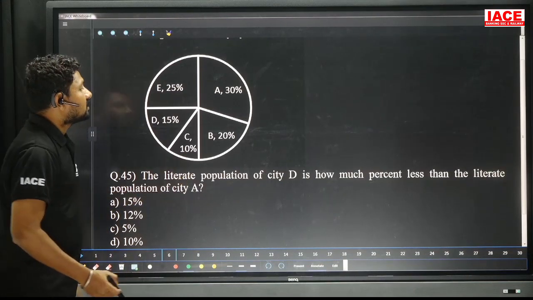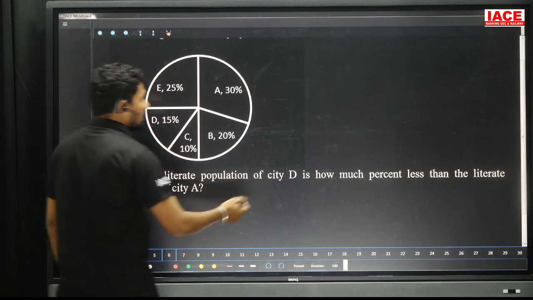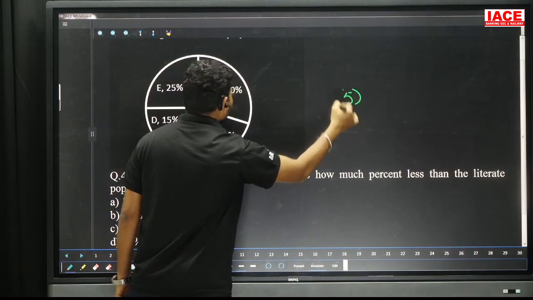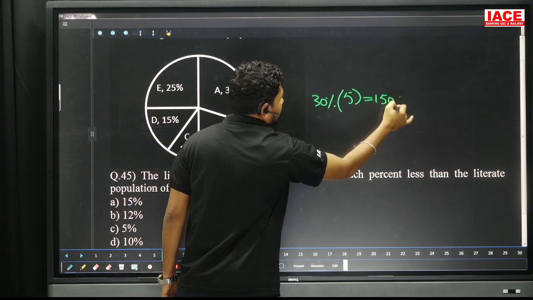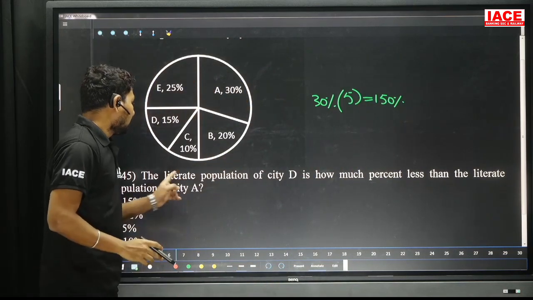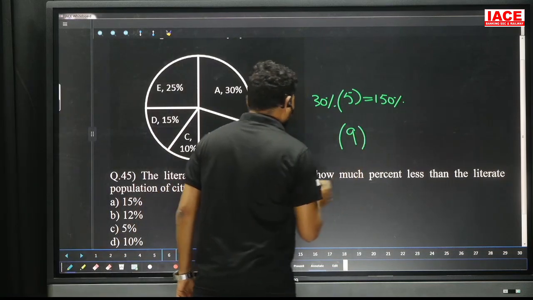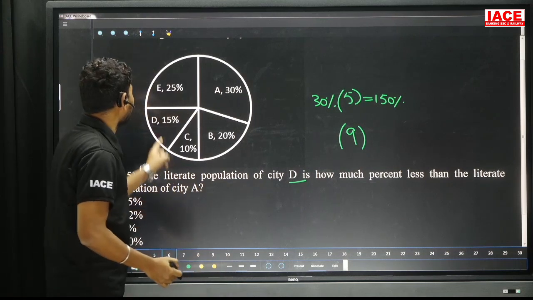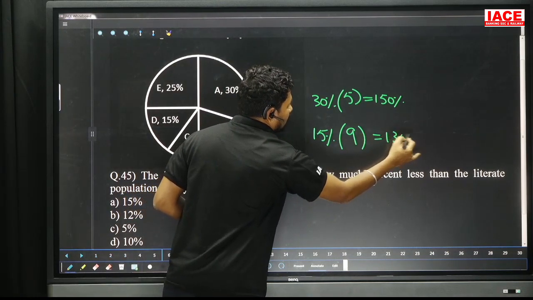The literate population of city D is how much percentage less than the literate population of city A? A is how many parts? 5 parts. In this, the 30% literate percentage is equal to 150. You can directly take it as 150 people or 150%. Then the literate population is 5, 7, 8, 9. It is 9 parts, and 9 parts belongs to D. In this we require the literate population. It is 15 percent, 15 percent. It is 135 percent.